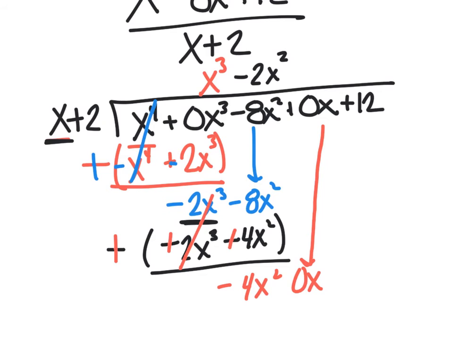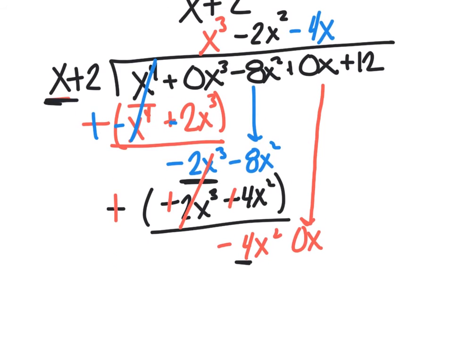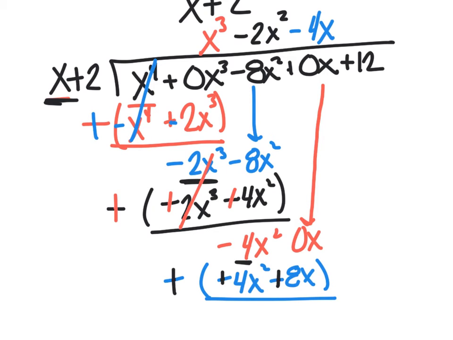And I'm going to say, compare those leading coefficients. x times what is negative 4x squared? I'm going to go with the minus 4x. Multiply that through. So it's going to get me negative 4x squared minus 8x. Wrap it up, minus sign. Change the signs. Those cancel. So here I get my 8x. Bring down my 12.